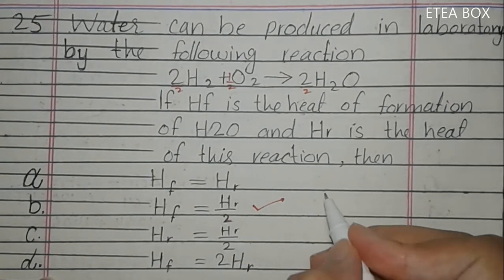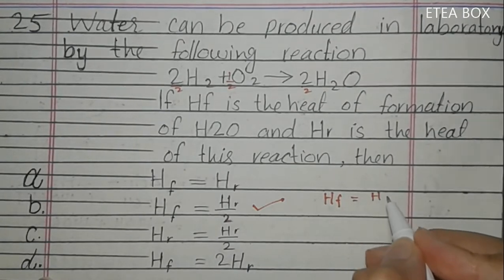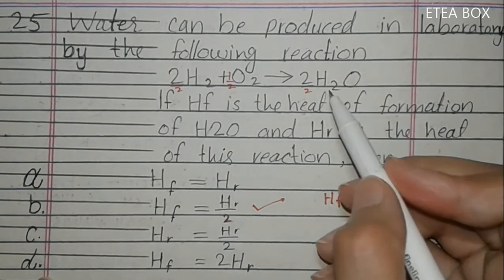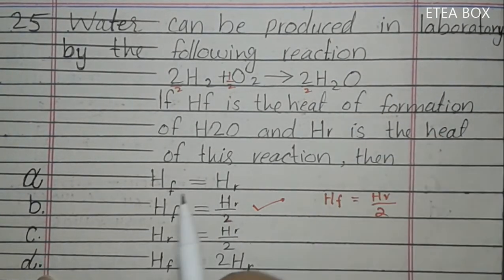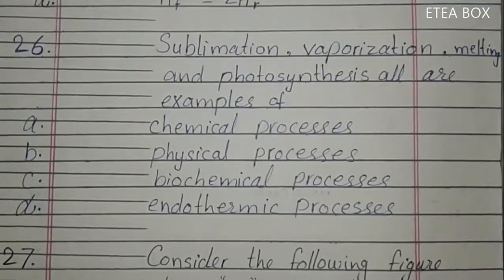Because heat of formation is the heat when 1 mole of substance is formed, and here the heat of reaction is for 2 moles of water. When we divide it by 2, we will get the heat of formation.